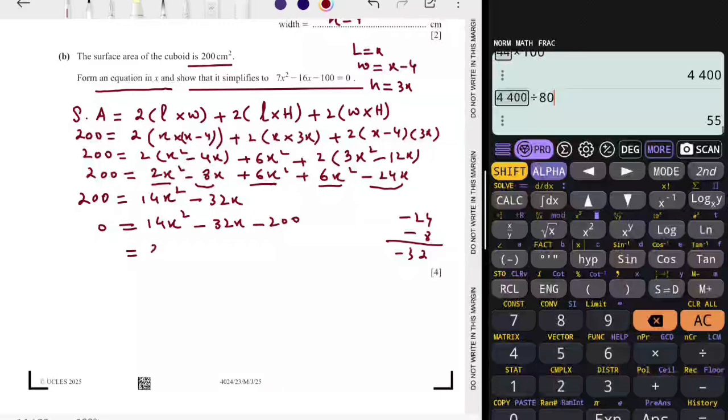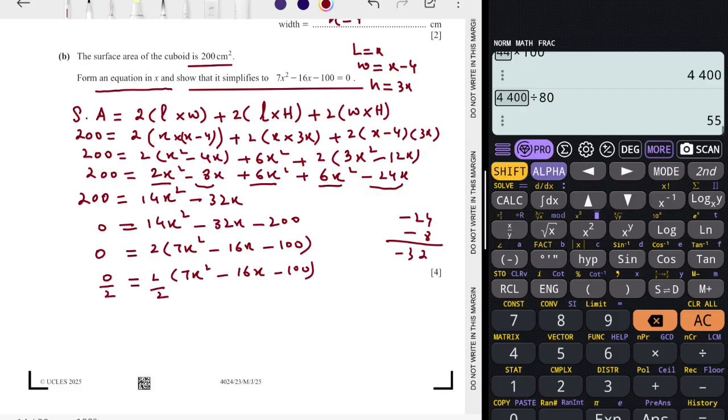Take 2 as common: 7x square minus 16x minus 100 is equal to 0. Divide both sides by 2. Minus 100 divided by 2, and the 0 side will be cancelled out. So 0 is equal to 7x square minus 16x minus 100, as was shown.